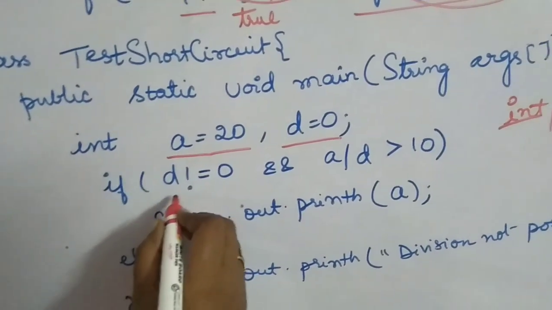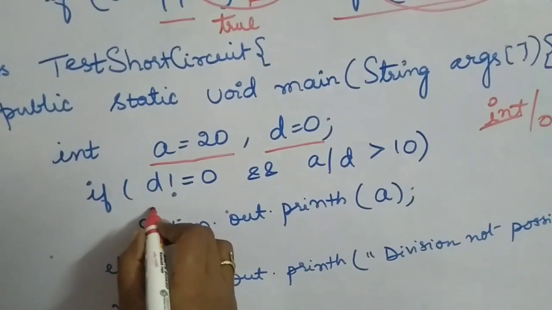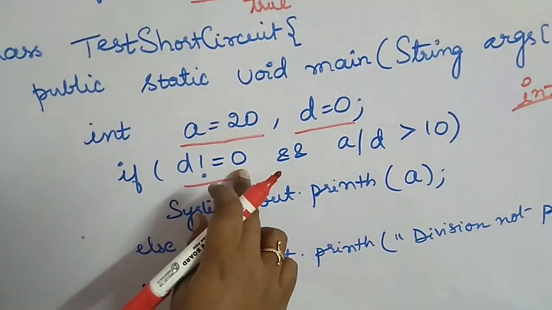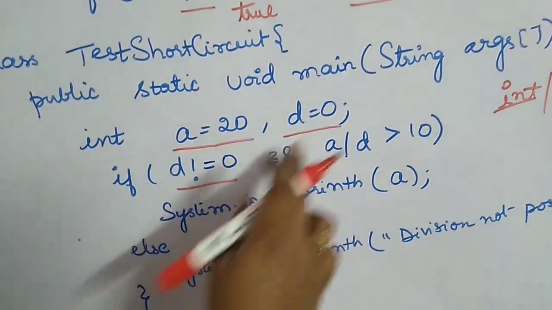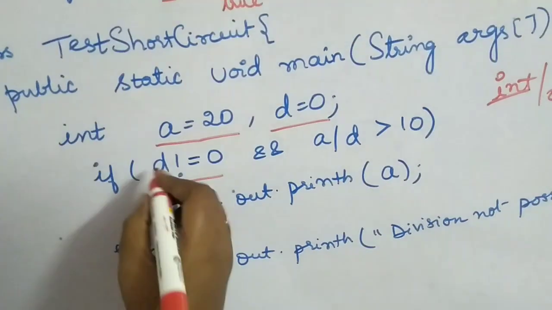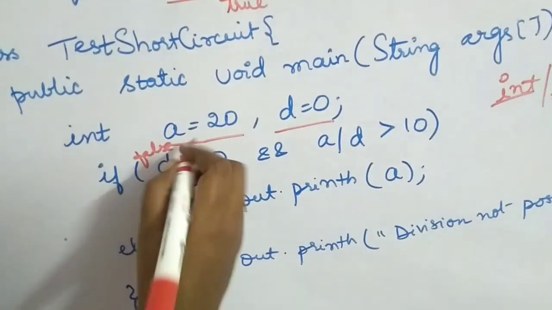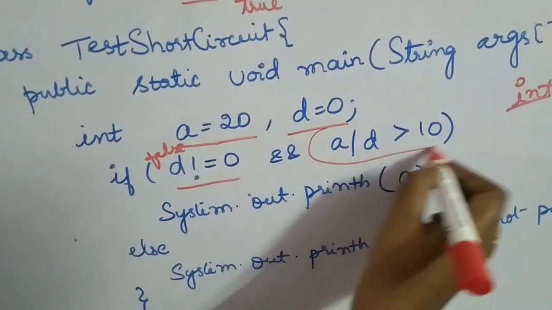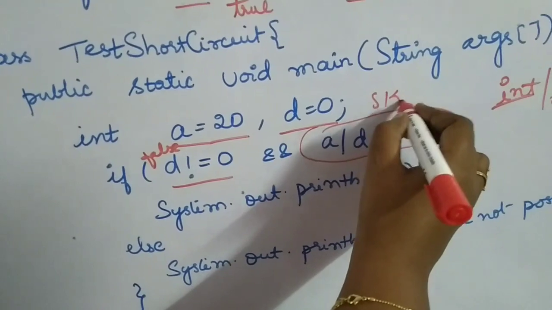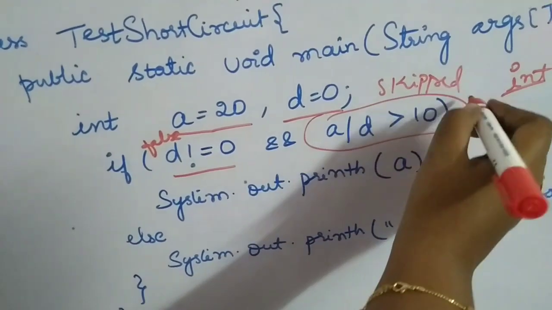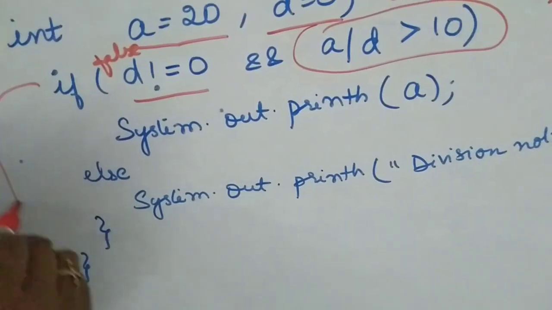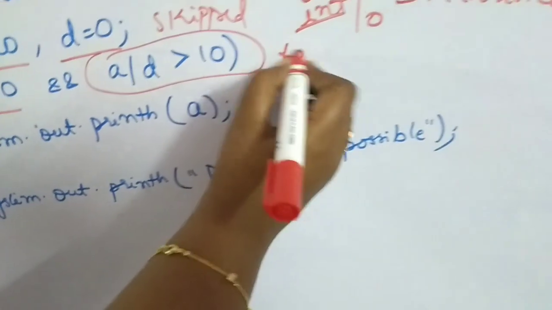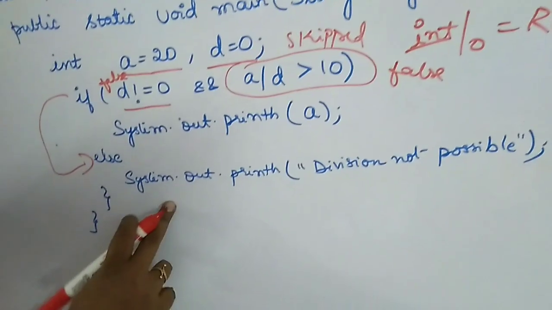In my if condition, my first condition is D not equal to 0, where I gave D equal to 0. So 0 not equal to 0 will evaluate to false. According to the rule I told you, the second evaluation will be skipped, and it will go to the else part, because this entire if has evaluated to false.